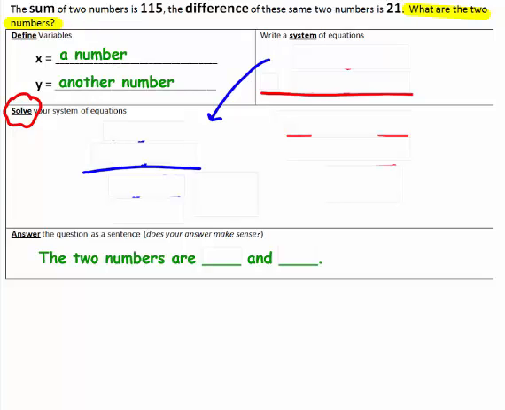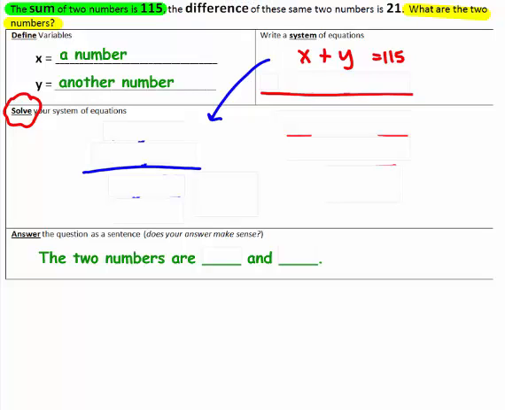Then I'm going to go back up here, and I'm looking at the sum of two numbers being 115. So go ahead and write an equation that represents that using x and y as your variables. The sum of these two numbers is 115. Remember, sum is addition. Okay, so what you're going to write is x plus y for sum, and then is, remember, is equals, so equals 115.